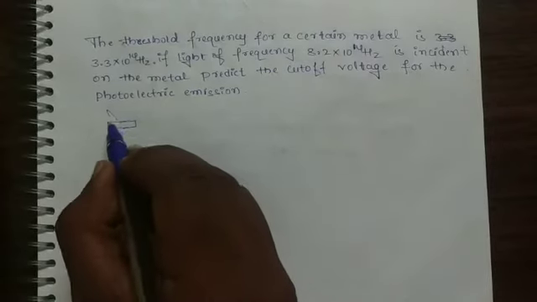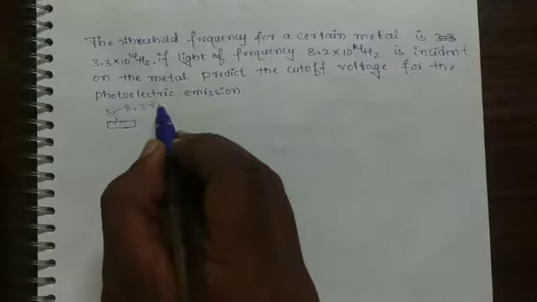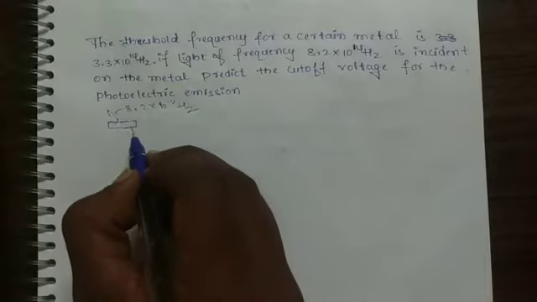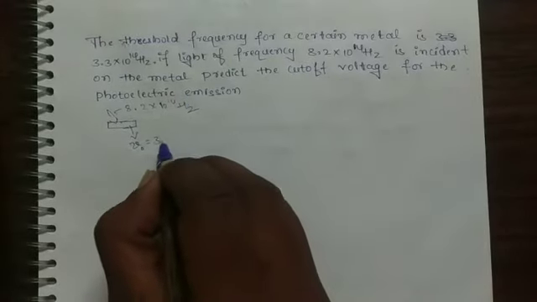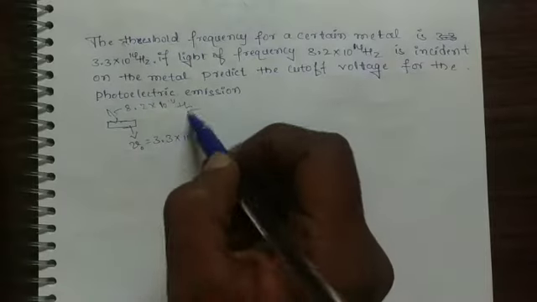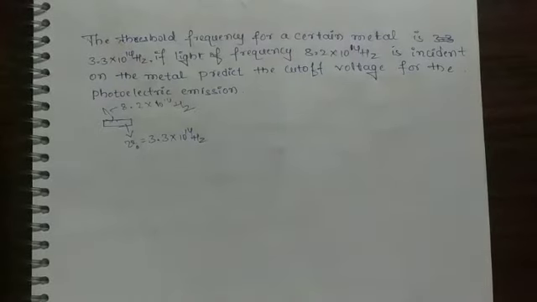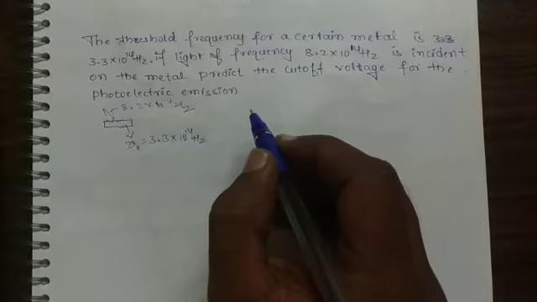Suppose the applied frequency is 8.2 into 10 power 14 Hz, and the required threshold frequency, nu naught, is 3.3 into 10 power 14 Hz. It means compared to this frequency, the applied frequency is higher. When the applied frequency is higher, then what happens? The kinetic energy of a photoelectron increases. But here we want to calculate the stopping potential.